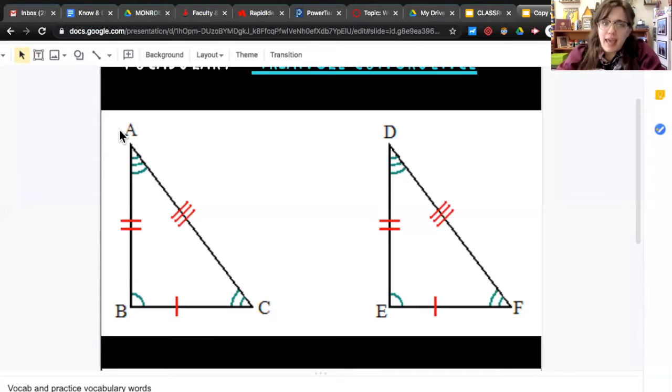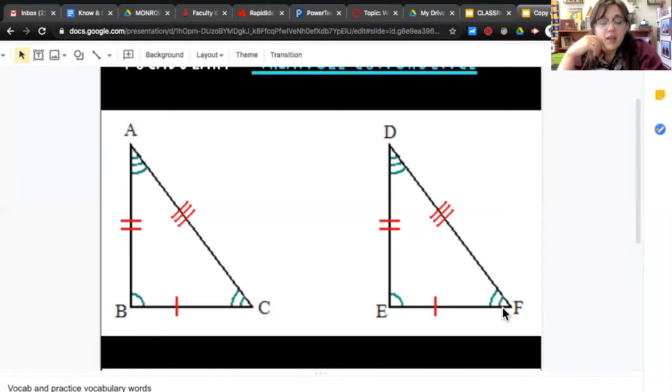So then we have line AB with 2 hash marks. We're going to look over at our other triangle. It's DE, also has 2 hash marks. So those two are, you guessed it, congruent. Line AC and DF both have 3 hash marks. So that means however long this length is, it's the exact same as that one right there. They're indicated with hash marks or actual measurements.